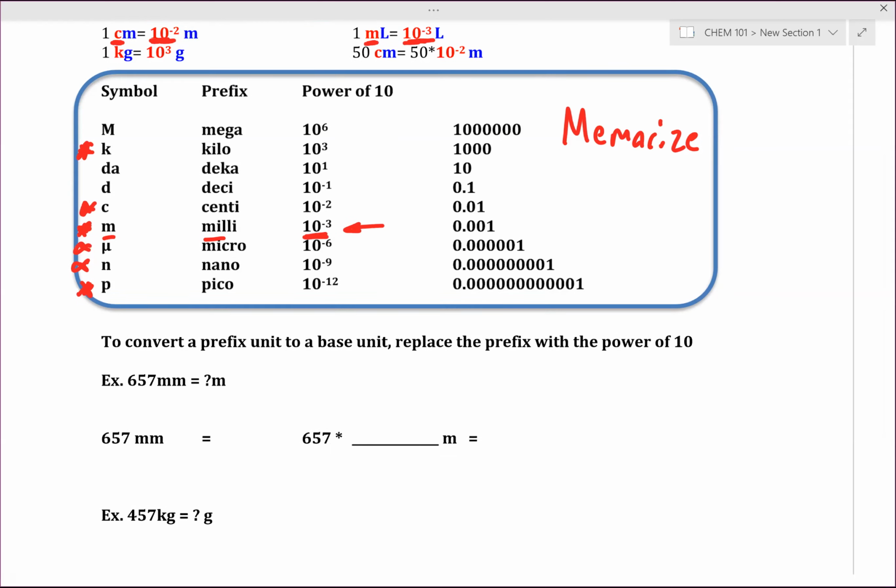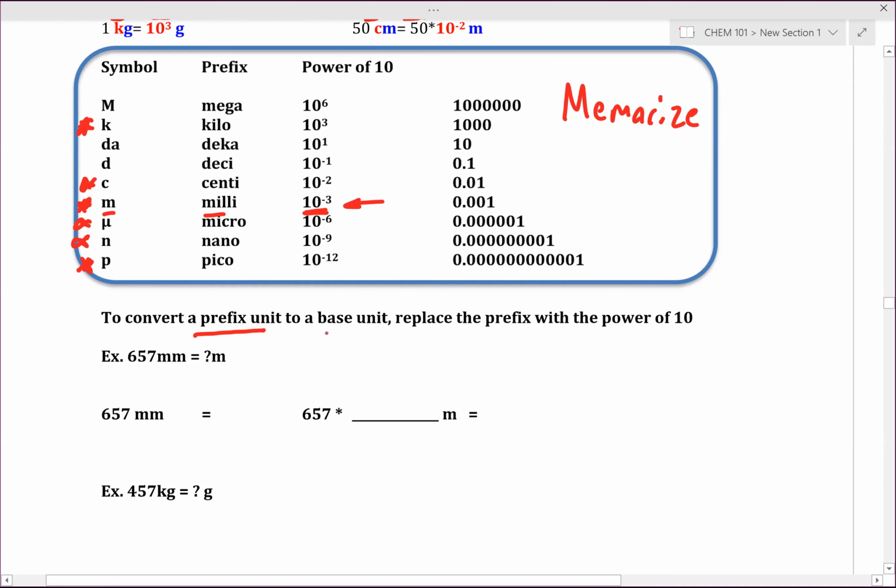Okay, now to convert a prefix unit to a base unit, you simply replace the prefix with a power of 10. So for example, if we have 657 millimeters and we want to convert it to meters, what is our prefix in this case? Milli. The small m, this little m, corresponds to the word milli, the milli prefix. And what power of 10 does milli correspond to? Yep, 10 to the negative third. So we replace our small m, our prefix, with 10 to the negative third.